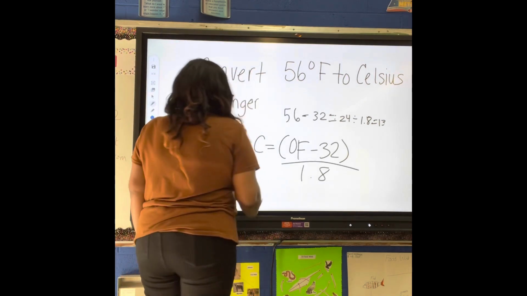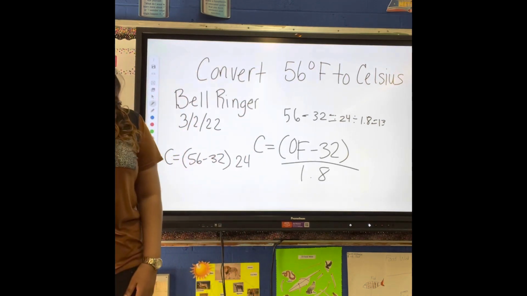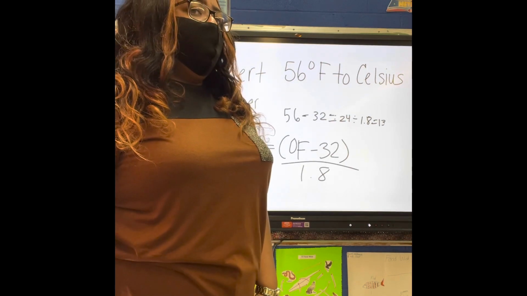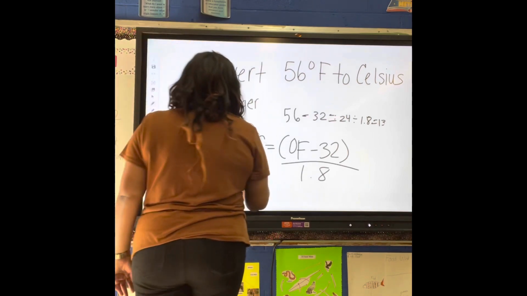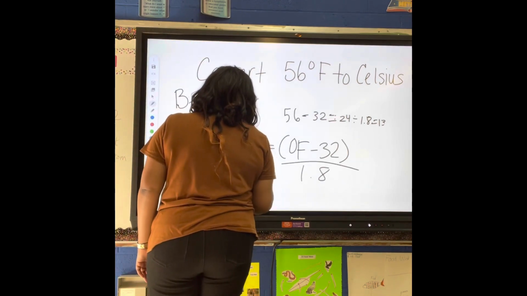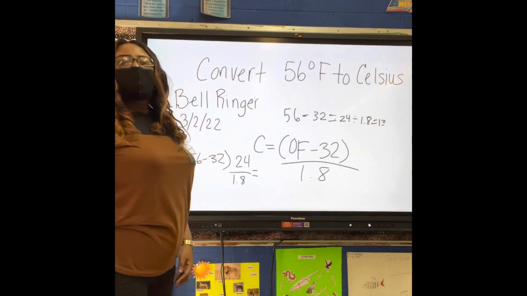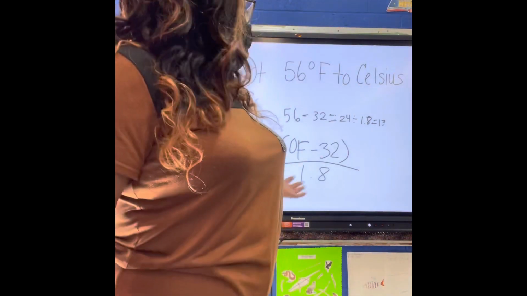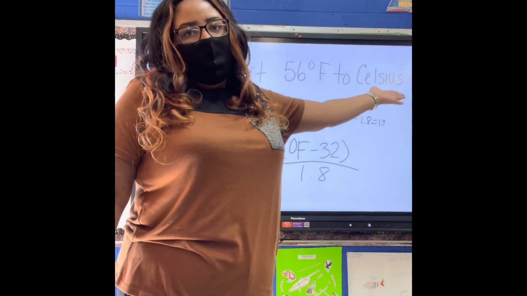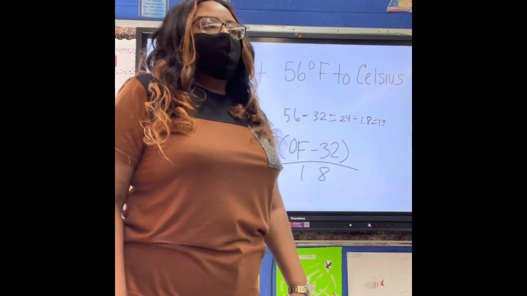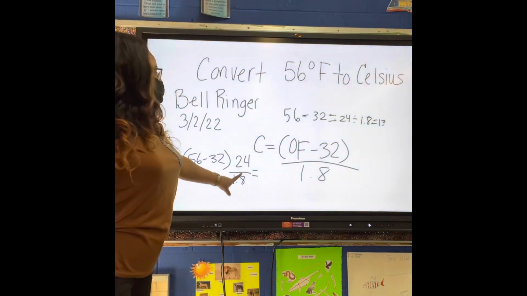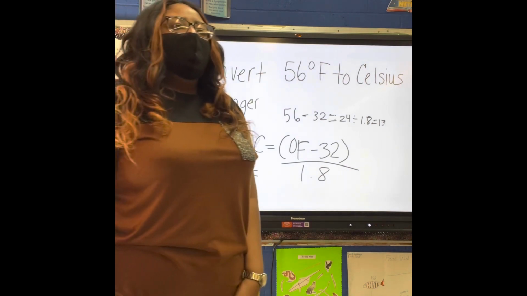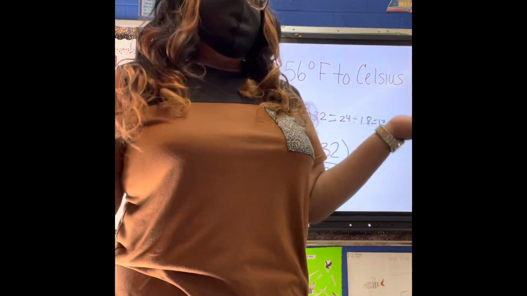24. What's our next order of operation? Divide that 24 by 1.8. Why are we dividing by 1.8? That's the next step in the problem. We have to look at our formula. Look at your equation. 24 divided by 1.8 is what? 13. Was it 13 or was it a decimal at first?